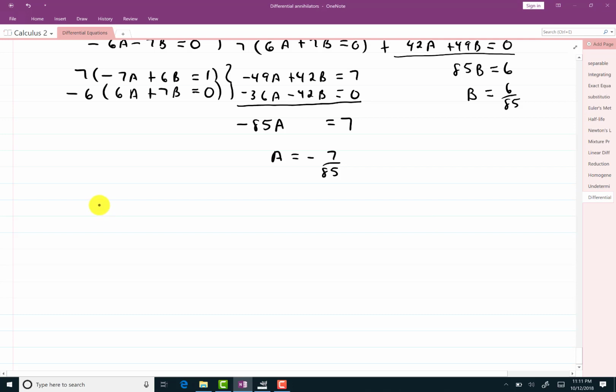So this gives the solution y sub p equals e to the x times a cosine of 2x plus b sine of 2x.